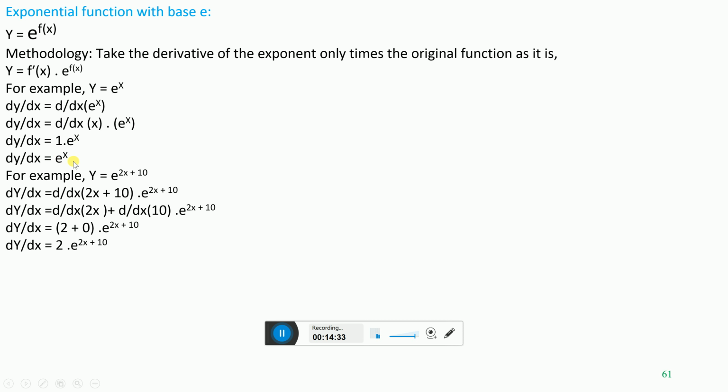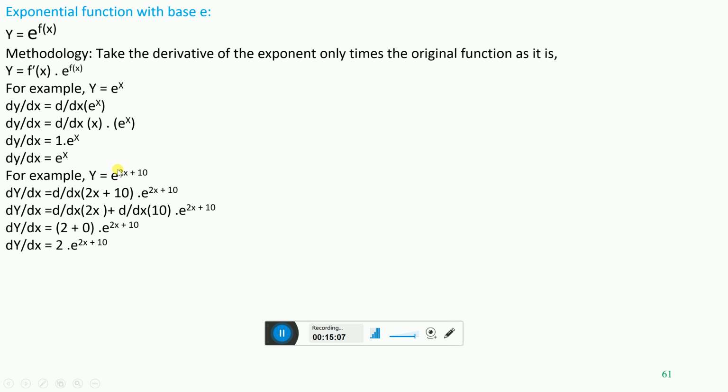For example, y is equal to e raised to the power 2x plus 10. I am giving another example. Again the methodology is very simple: we take the derivative of the exponent only, times repeat the function as it is. So first I am applying the derivative symbol on both sides. dy over dx is equal to, we take the derivative of the exponent only, so d over dx of 2x plus 10.